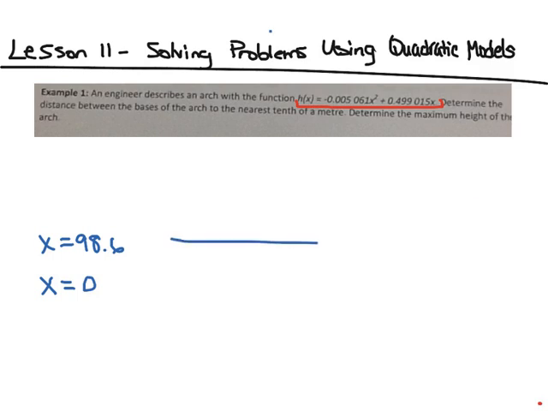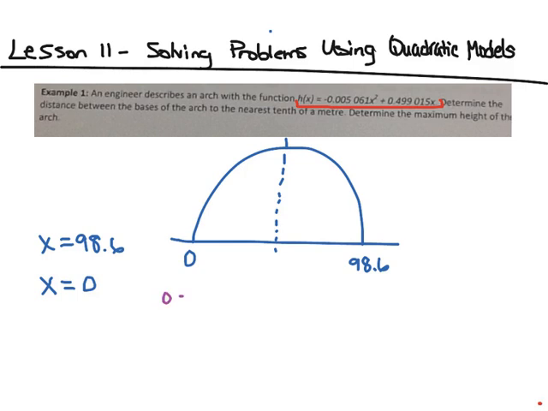Okay. So if you were to draw this arch, we know that it hits the ground at 0 and 98.6. So we want to find the axis of symmetry so we can find the vertex and find the maximum height. So we already know the distance of the bridge is 98.6. So 0 plus 98.6 divided by 2 is 49.3. So we want to plug that into our equation.